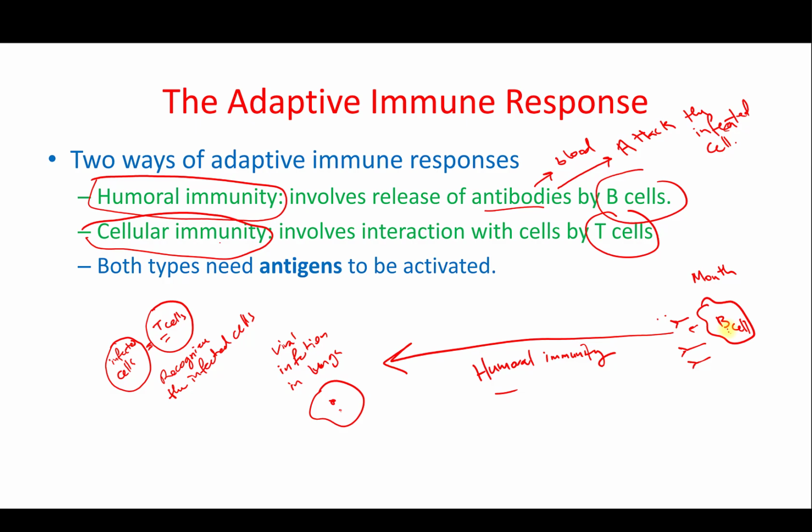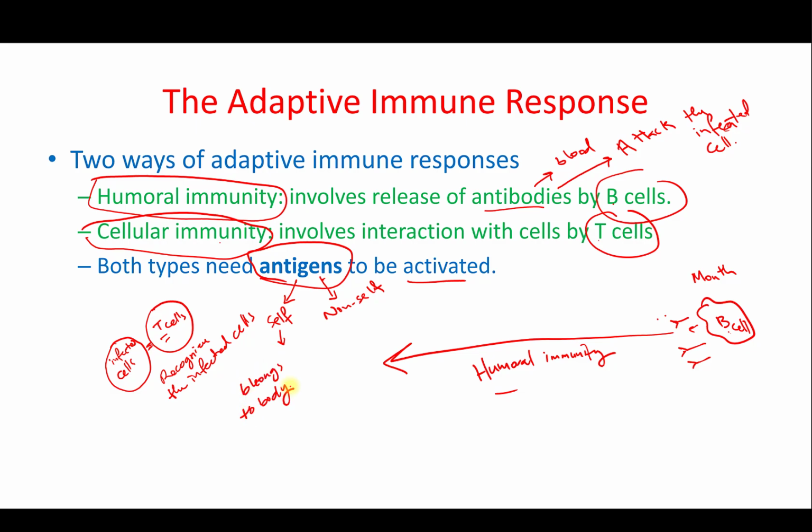Now, both of them would need antigens to be activated. So both the B cells and the T cells need to recognize the antigens. And for those antigens, they need to know if this is a self or non-self antigen. What does self mean? It means it belongs to the body. Like for example, a liver cell. In your own body, your own liver cells are self cells. They are displaying self antigens. Versus non-self, which doesn't belong to the body.